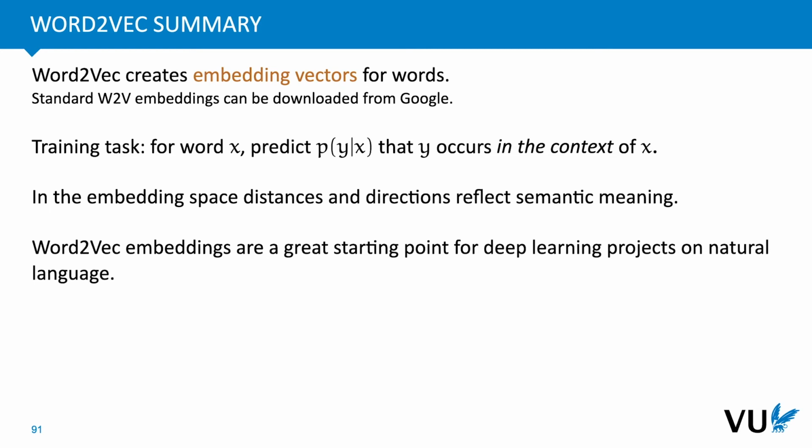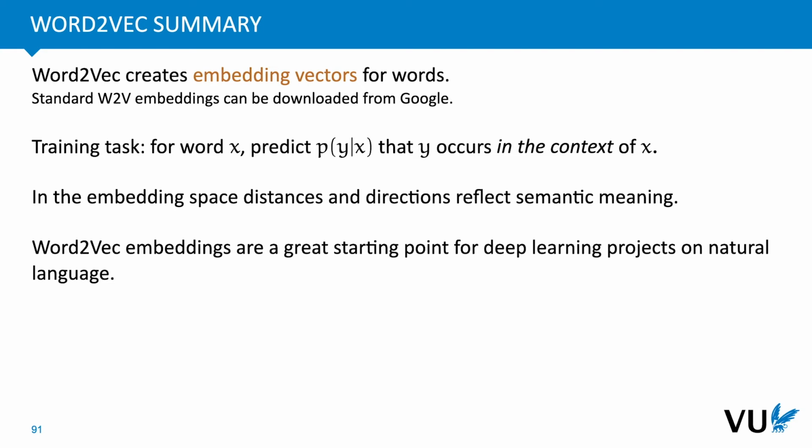So that's Word2Vec. It creates embedding vectors from words. You can download these standard embeddings from Google if you want to use them in your own projects. The training task is to predict context words. Given a word, predict which word is likely to occur in its context. In the embedding space that results from this training, distances and directions occasionally reflect semantic meanings as we understand them. And importantly for our current story, Word2Vec embeddings are a great starting point for deep learning projects on natural language.